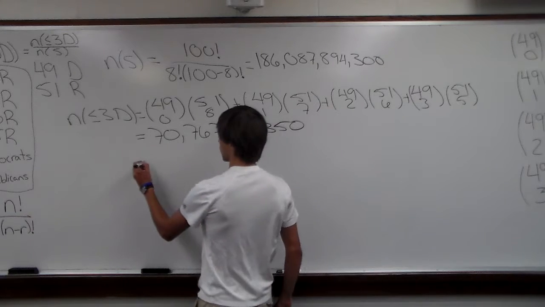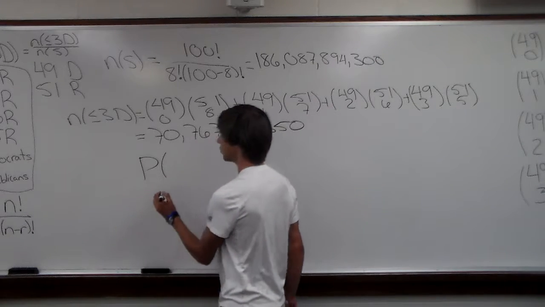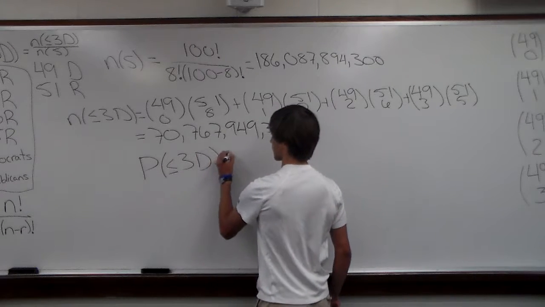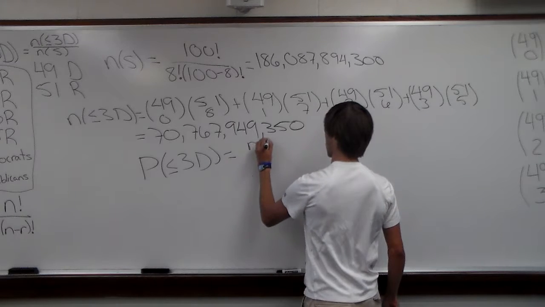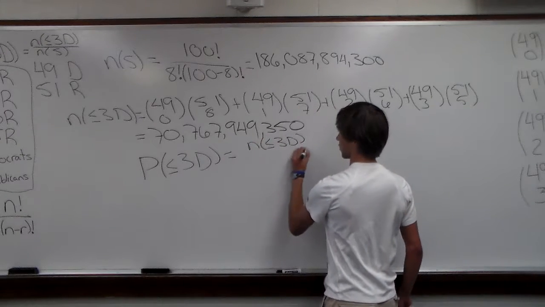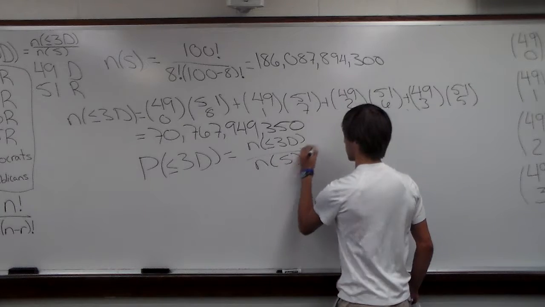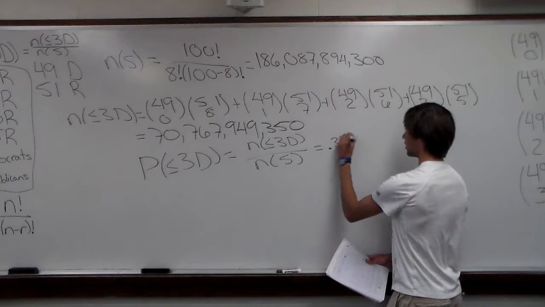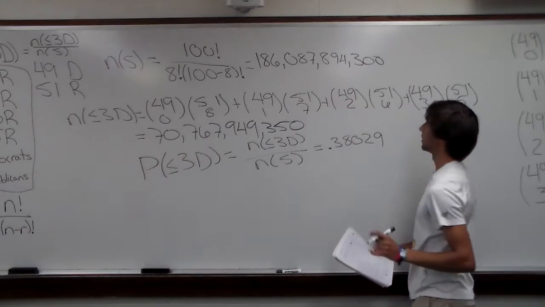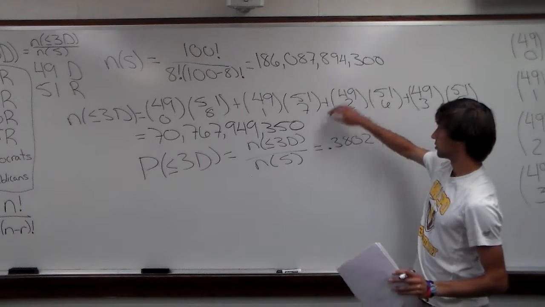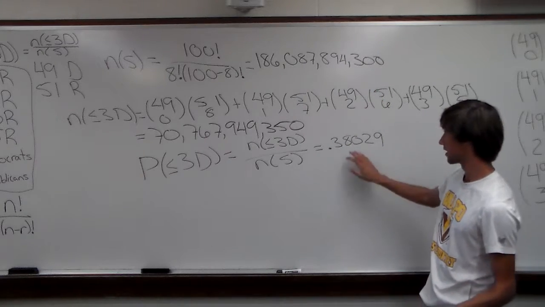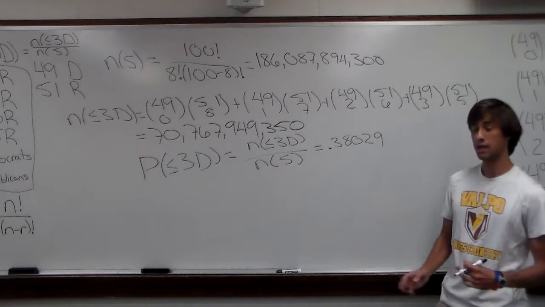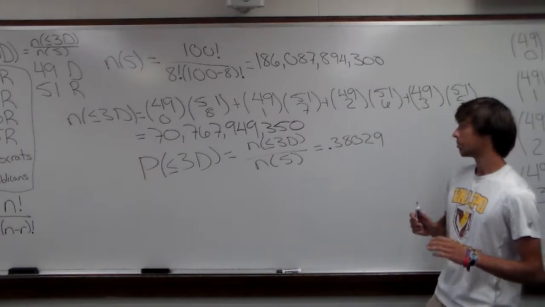And so finally, what we're going to do is take the two values that we found and plug them into our equation, which I'll rewrite here. The final answer that we're going to get is 0.38029. All we did was divide. We took this number and divided it by that, and it gives us that the probability of choosing at most 3 Democrats out of a committee of 8 people would be about 0.38.